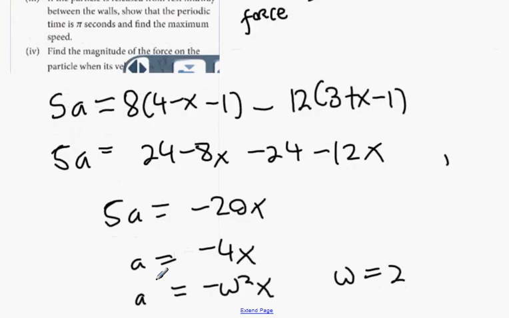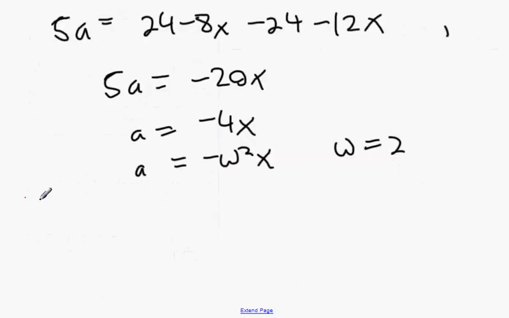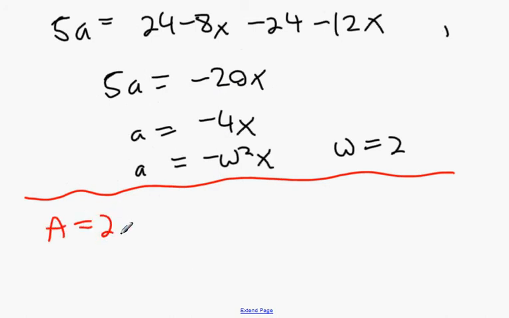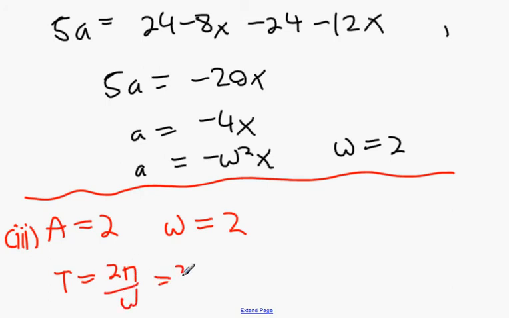So what we now know about the next question is, we know that amplitude A equals 2. We know omega equals 2. The periodic time T equals 2 pi over omega, which is 2 pi over 2, which is pi seconds. So we know that that's pi seconds.